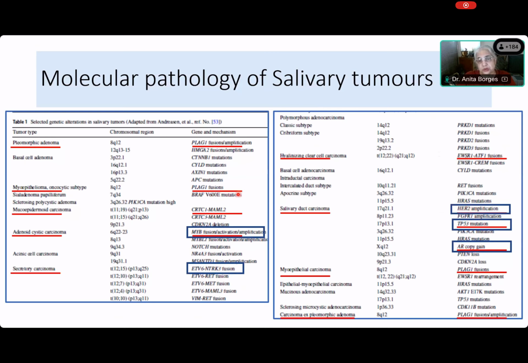And I just want you to note the difference between salivary duct carcinoma and carcinoma ex pleomorphic adenoma, right? Salivary duct carcinomas that occur de novo do not show PLAG1 fusions or amplifications. Myoepithelial carcinoma usually shows PLAG1 fusions, which means a myoepithelial carcinoma is related in some way to the pleomorphic adenoma, and so obviously is a carcinoma ex pleomorphic adenoma. But de novo salivary duct carcinomas do not show this PLAG1 amplification.